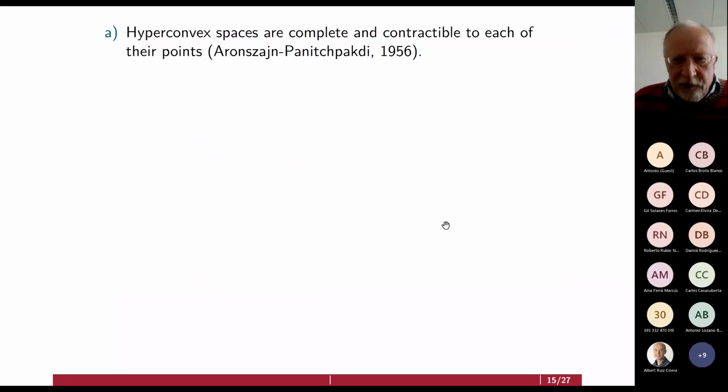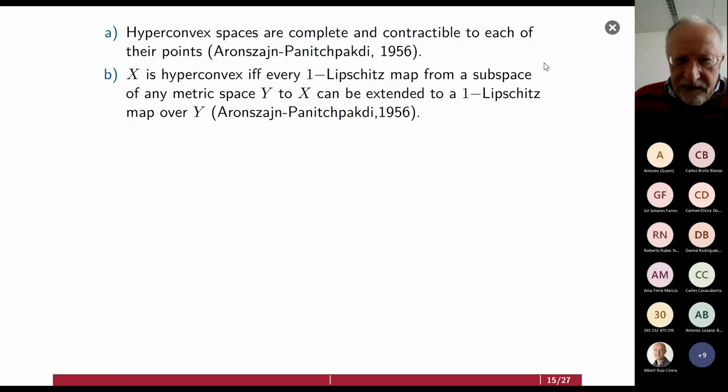Now, these spaces were introduced a long time ago by Aronszajn and Panitchpakdi in 1956, and they showed that hyperconvex spaces are complete and contractible to each of their points, so there's no topology there. That will be an important point in a moment. Then there's a dual characterization, namely there's no obstruction to the extension of one-Lipschitz maps from a subspace of any metric space Y to X. So if on any subspace of Y you have a one-Lipschitz map to X, then it can be extended to a one-Lipschitz map on all of Y into the same space X.